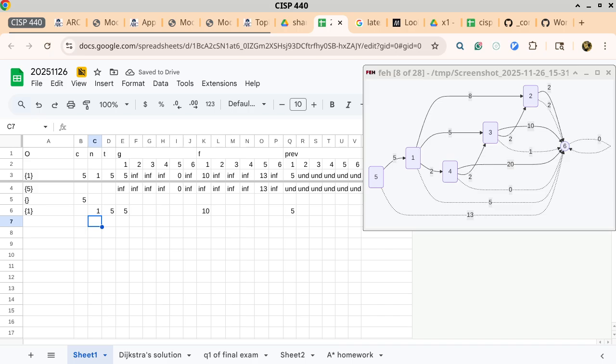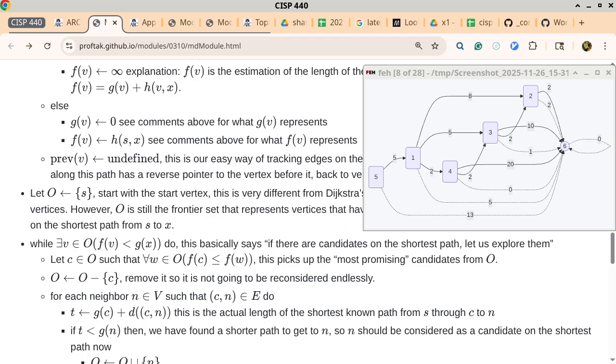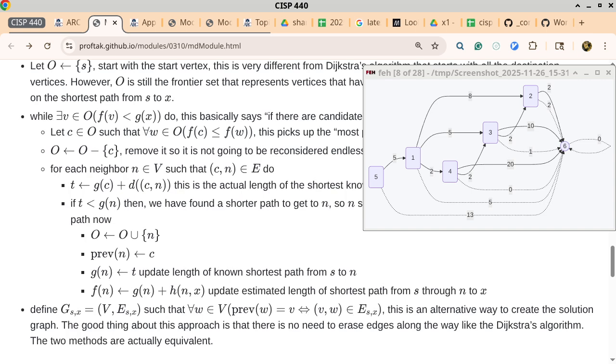All right. So that completes the for each loop because there's only one outgoing neighbor from the perspective of vertex 5. So now we go back to the while loop. Let me show you the while loop because it's important to reevaluate this condition. The while loop is going to ask this question again. Is there at least one vertex in the set O such that the f value of that particular vertex is less than the g value of the destination? So what do you think? Did we update the g value of the destination?